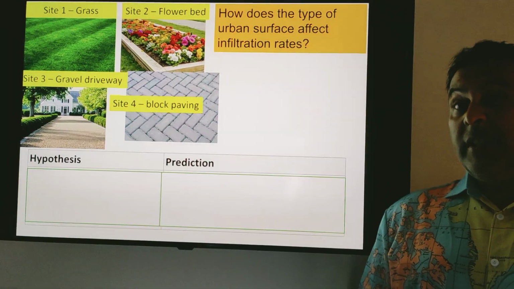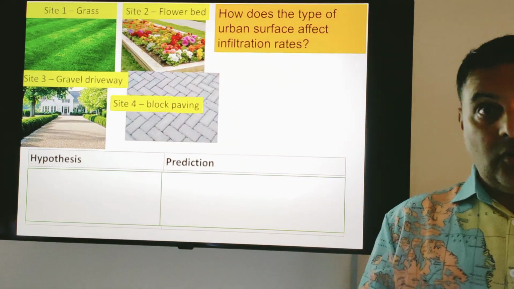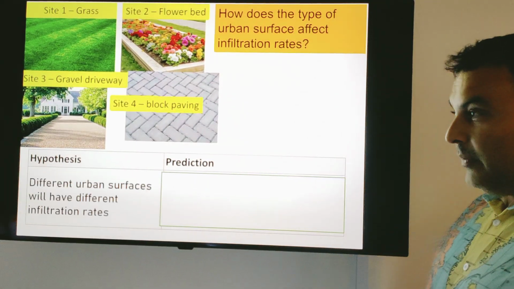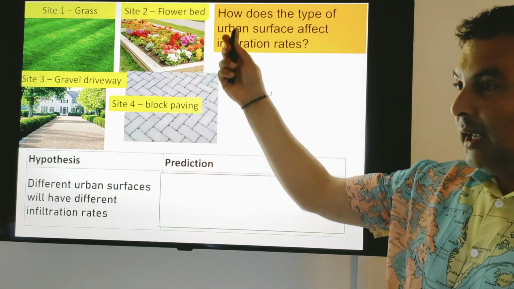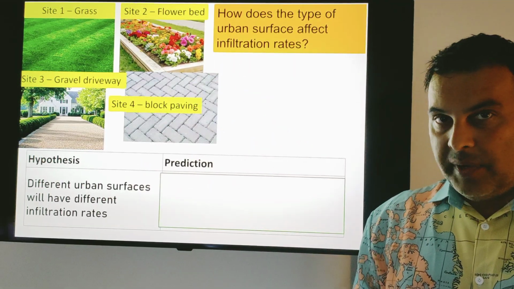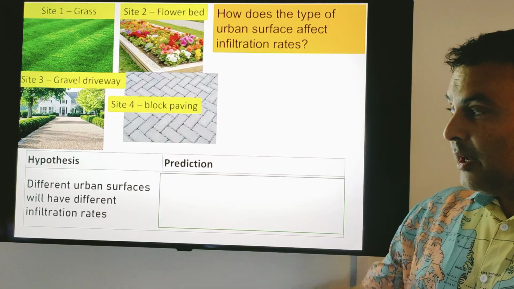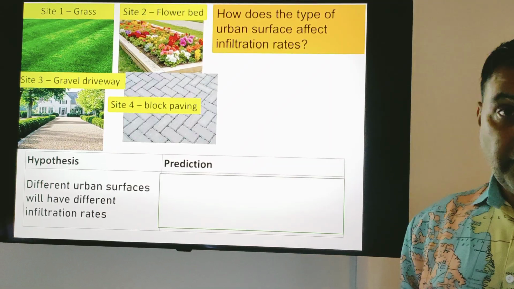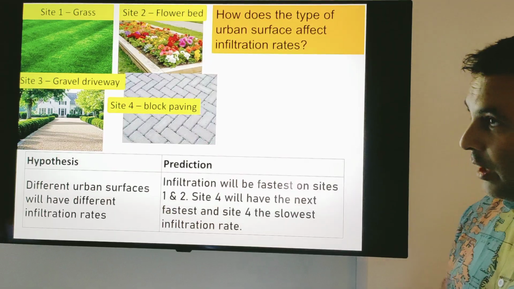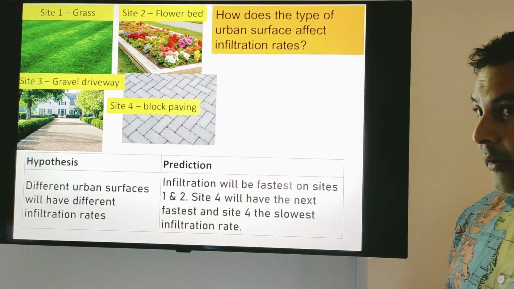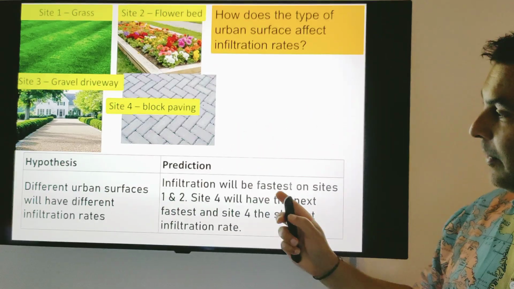So your hypothesis is your own hypothesis. It's not wrong or right, it's yours. But you may have written something like this. So we're going to investigate infiltration rates in these urban areas and on these 4 different surfaces. So different urban surfaces will have different infiltration rates. That's the hypothesis. The prediction, directly relating to where we're going to do our site surveys and infiltration rate measures.